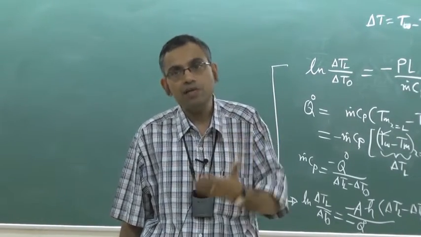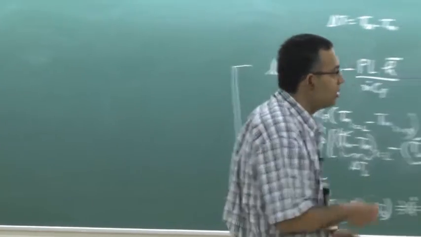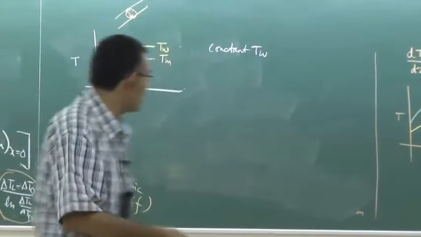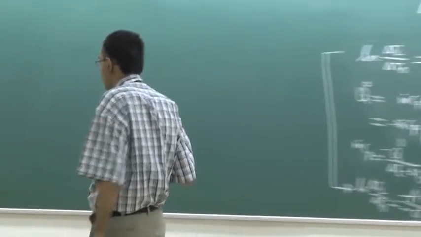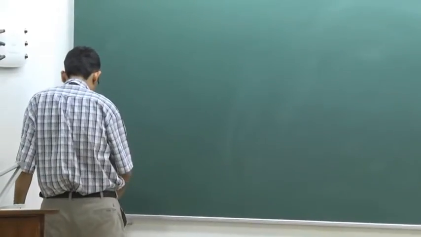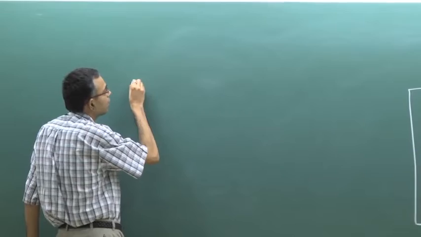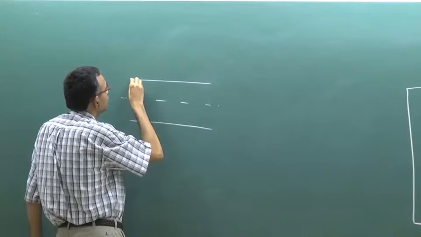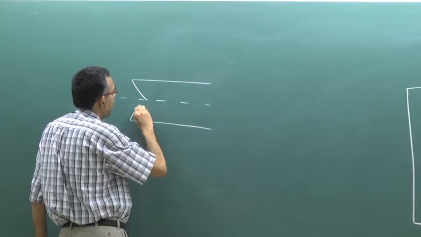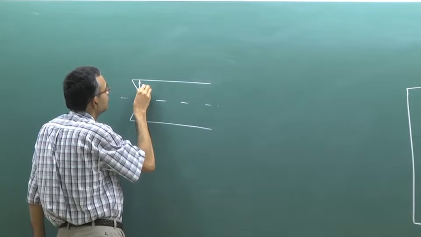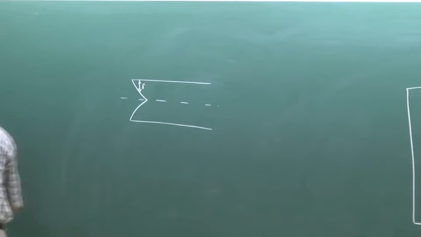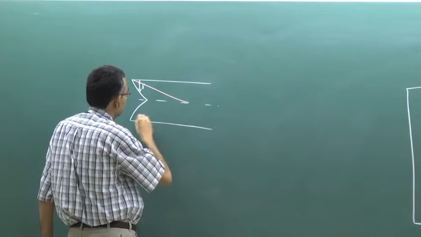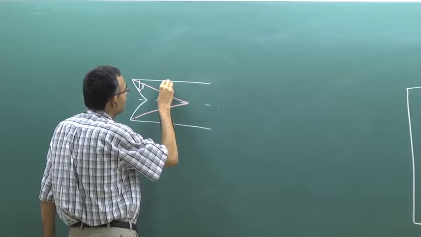So there may be situations when the flow is hydrodynamically fully developed, but it is not thermally fully developed. Like, let me give you an example. So this is the hydrodynamic boundary layer. And this is the thermal boundary layer.